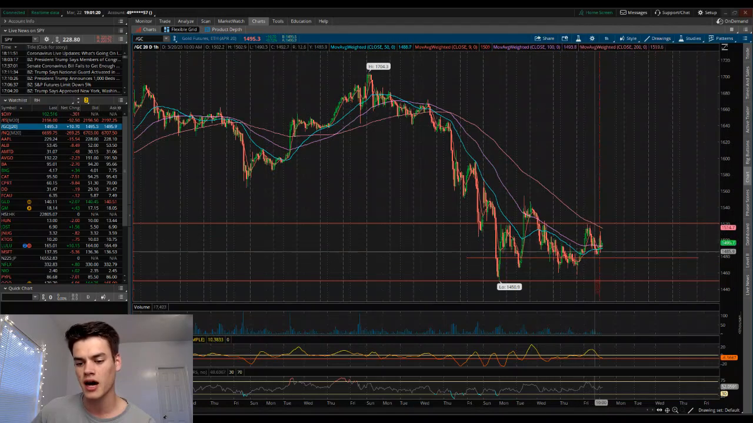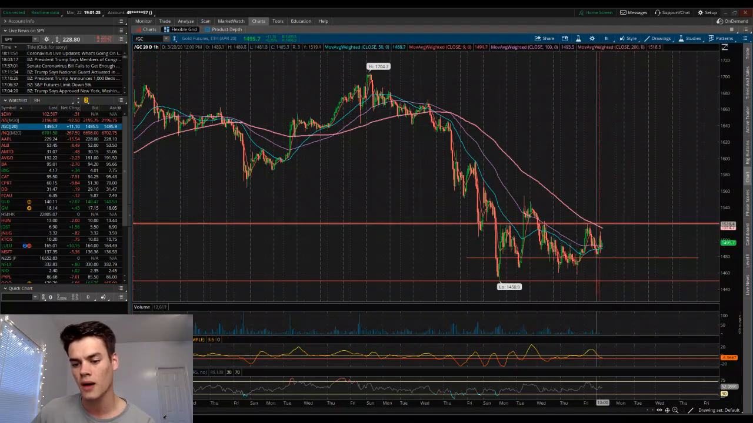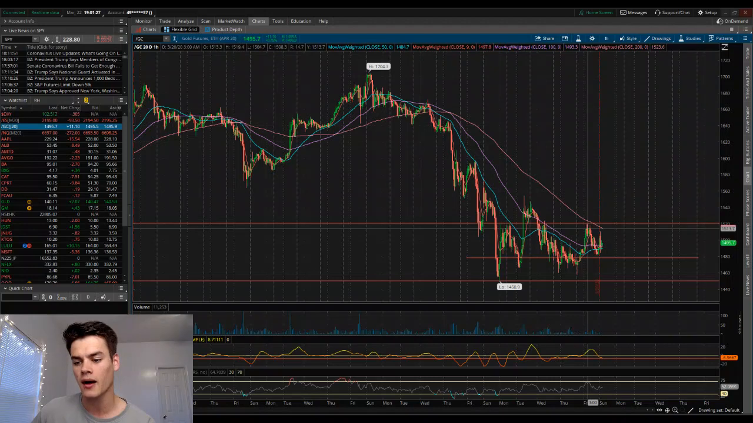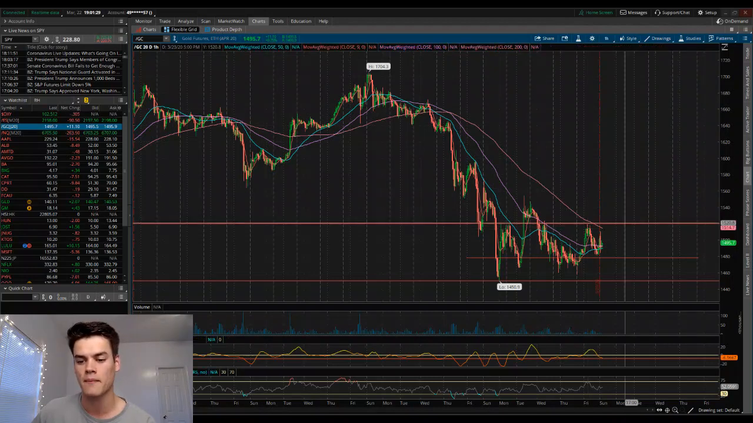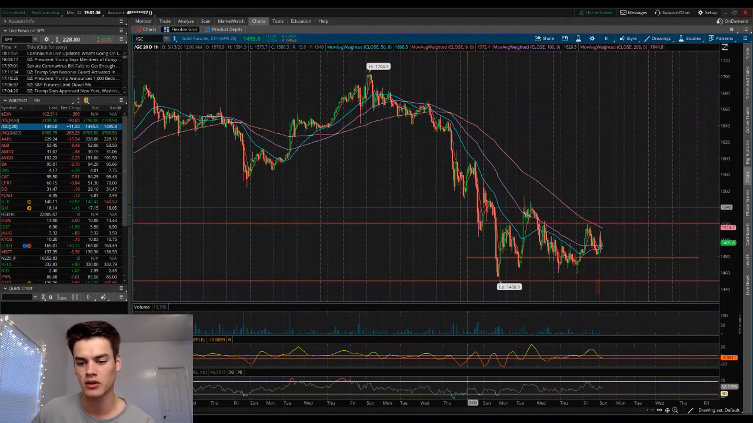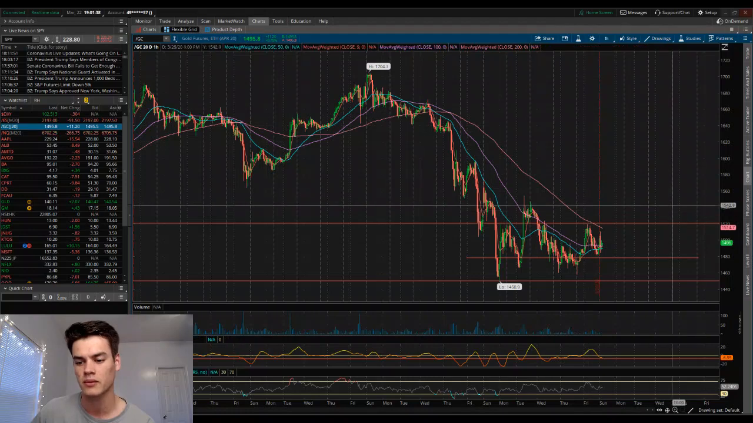We saw a nice little pop, set a higher low, and I'm really wanting to start to see this curl up, and maybe we'll set a higher high from this 1513 mark and maybe come a little bit closer and start trading more towards this 1520 mark. A breakthrough of that, and the resistance that I would be looking at would be around this 1540 mark.